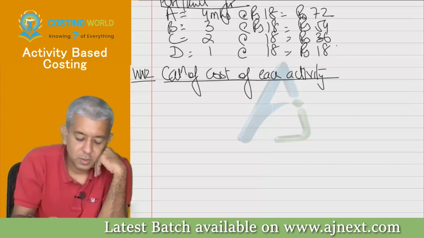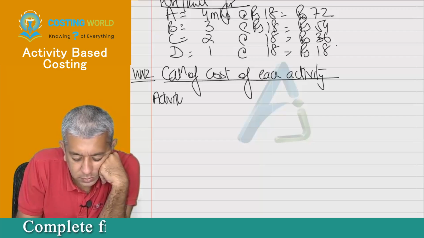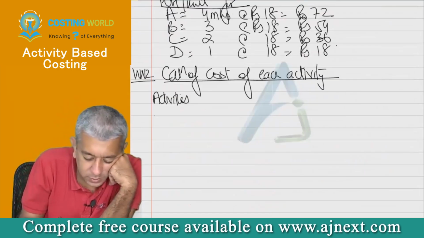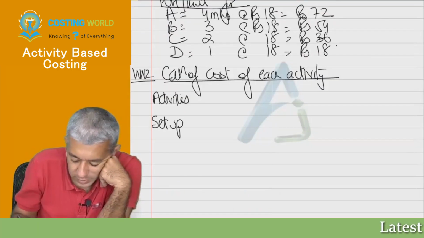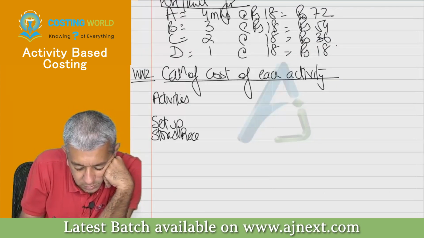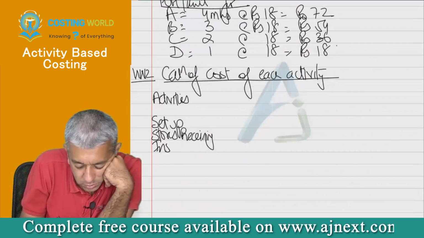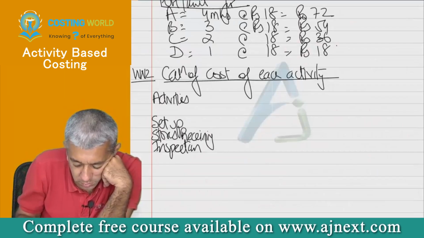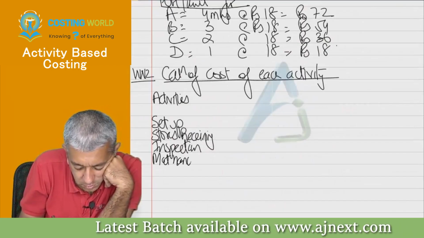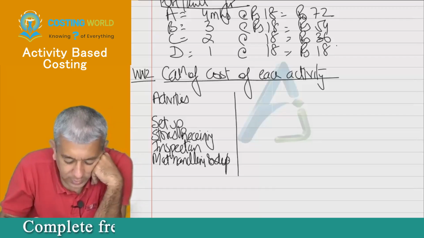Listen. First of all, you all write down activities. Leave one line and write down these four activities: setup, stores receiving, inspection, material handling and dispatch.